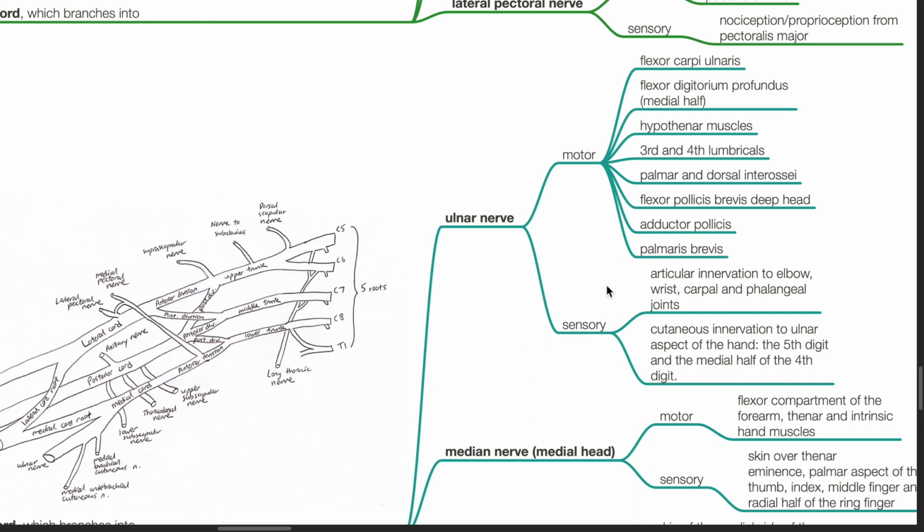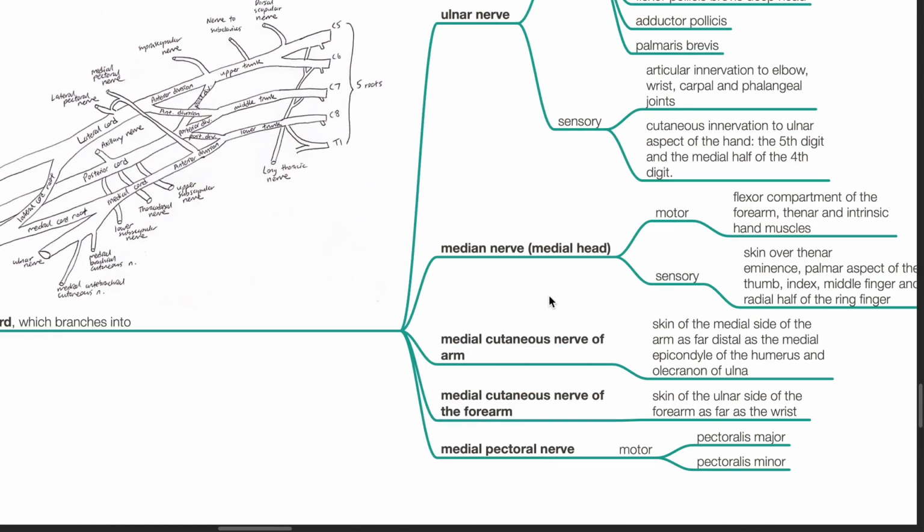The ulnar nerve provides sensory supply to the articular innervation of the elbow, wrist, carpal and phalangeal joints, and cutaneous innervation to the ulnar aspect of the hand, the fifth digit and the medial half of the fourth digit. The motor and sensory supply of the median nerve is as mentioned.